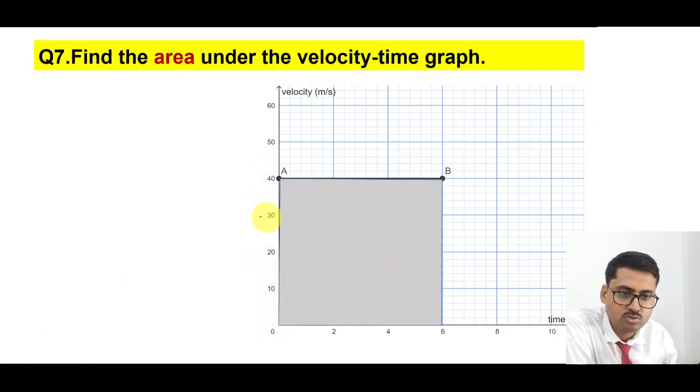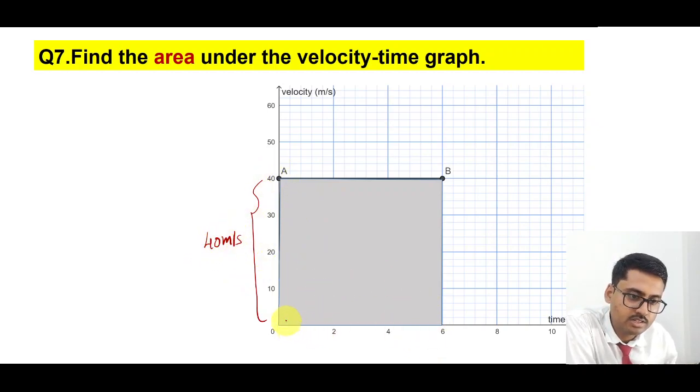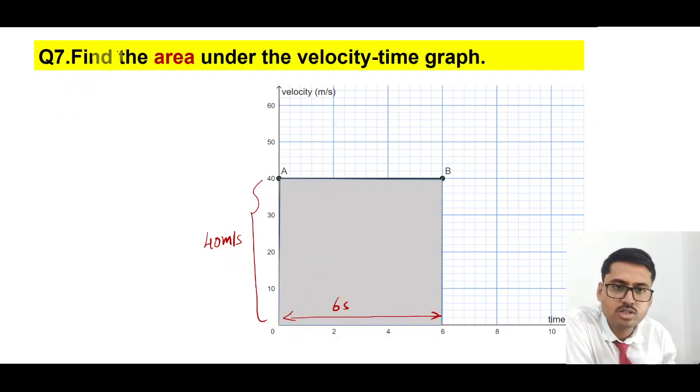Let me call it a square over here, but since the dimensions are not the same, you'll find the values will be different. The length of this part of the rectangle or square, whatever you may call it, is 40 meter per second, and the length of this part will be basically 6 seconds. So if I have to find area, which also means we are finding displacement for a velocity time graph, that is equal to the area under the graph AB.